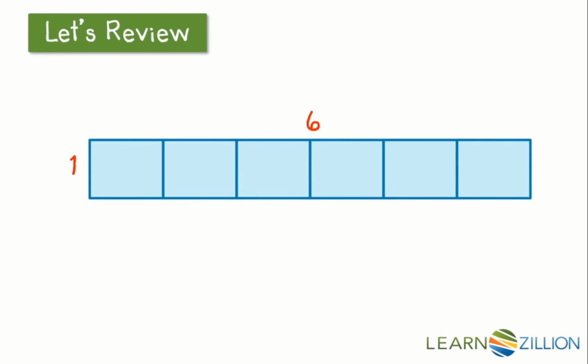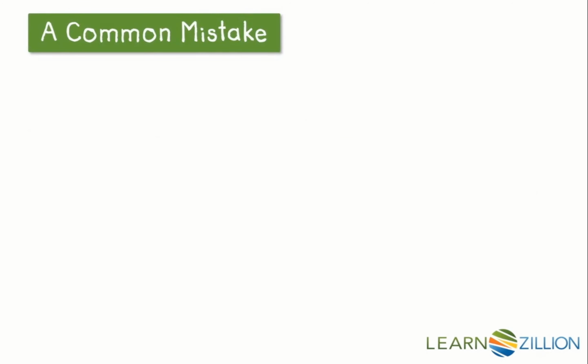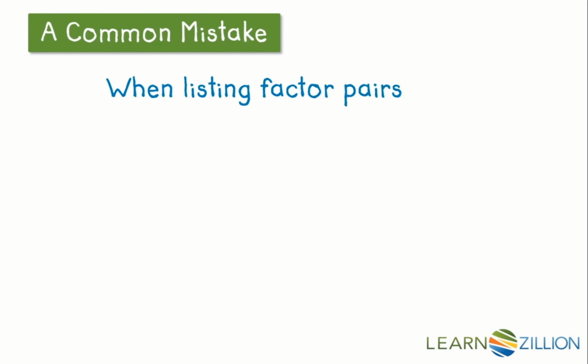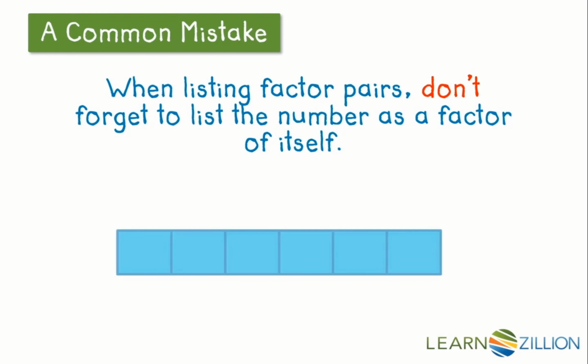Let's review. 1 times 6, this one right here, the 1 and the 6 are the factors. We can also show it as an equation. 1 times 6 equals 6. The 6 is the product. A common mistake many people make is to forget to list the number as a factor of itself. When finding the factor pairs of 6, list 6 as a factor of itself because 1 times 6 equals 6.